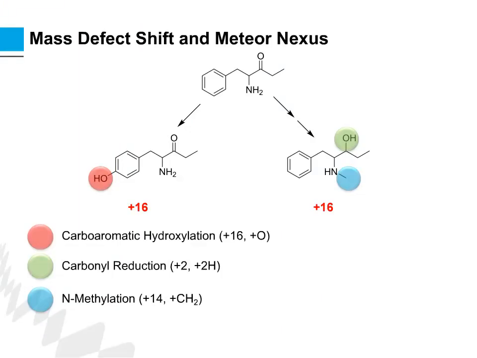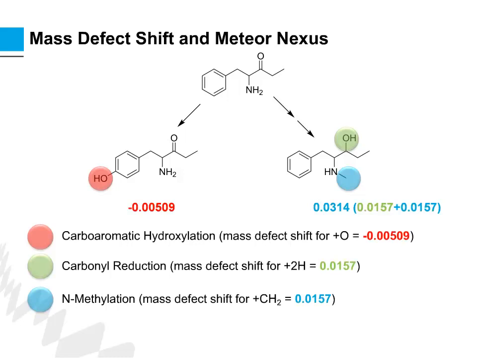Another use of mass defect shift value is to distinguish between metabolites that have increased in mass by the same amount but have arisen by different metabolic pathways. In this example, both metabolites have increased in mass by +16. However, the compound on the right has undergone carboaromatic hydroxylation, whilst the one on the left has undergone two biotransformations, carbonyl reduction and N-methylation. As you can see from the calculated mass defect shift values for the metabolites, they are very different, hence an alternative method for filtering predicted metabolic trees created by Meteor Nexus.